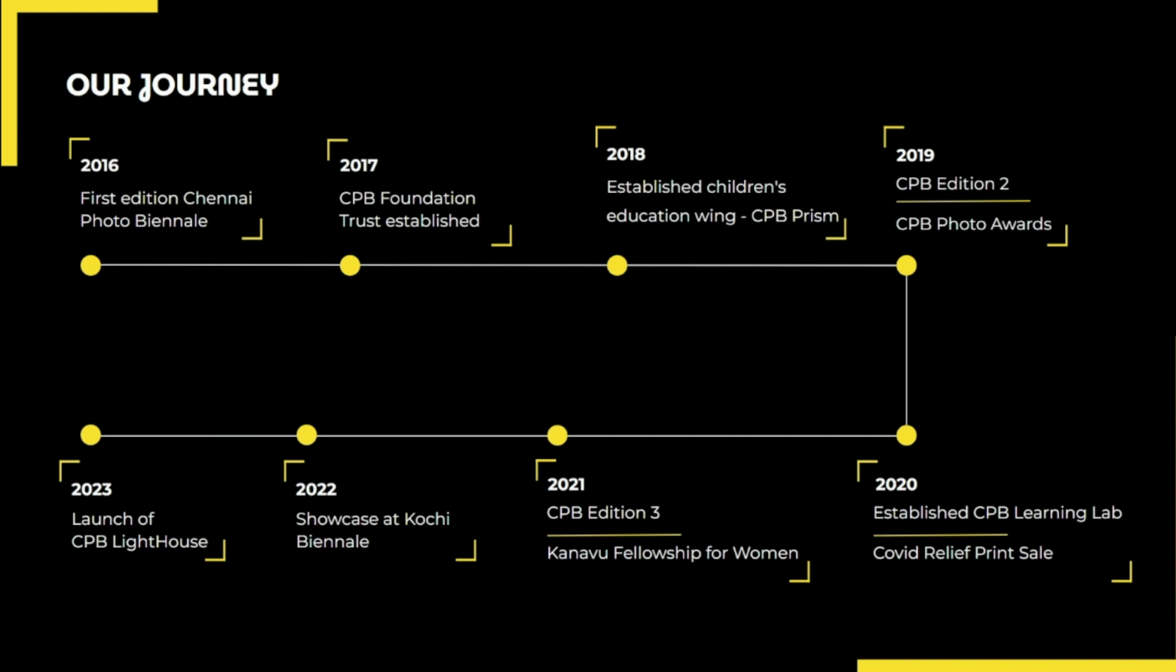2023 was the third edition, also the launch of the Kanav Fellowship Program, which was a very beautiful program. Kanav means dreams, and it was designed for women in photography, empowering them and working with women across Tamil Nadu and giving them the skills to be able to take this up as a profession. In 2022, the Kochi Biennale, we were part of the Kochi Biennale exhibition, which happened last year. And 2023 was the launch of our Lighthouse, which is basically our working space. And I'll talk to you a little bit more about all the other work that we're doing.